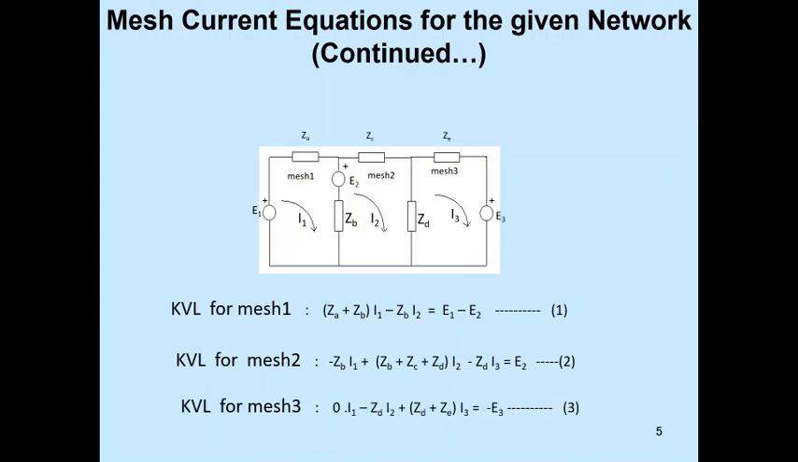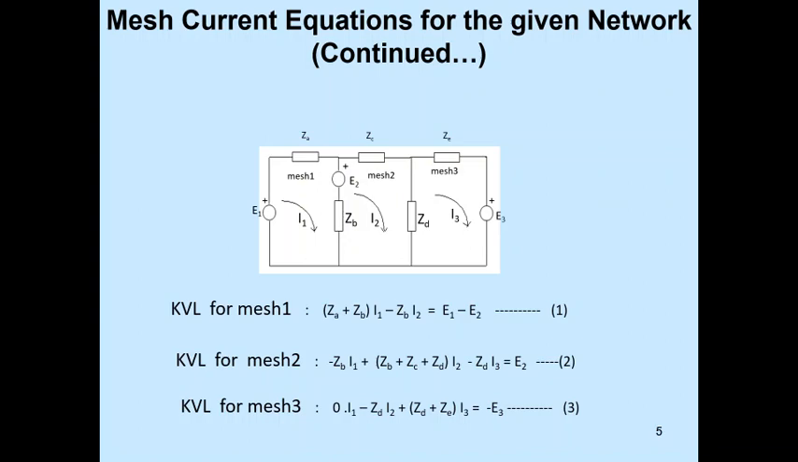Now the third equation here is for I3. In this, the current flowing through ZD and E3 is in the opposite direction. See here, by writing this equation, the current flowing through ZD is I3 minus I2, and through ZE is I3, along with the voltage source.